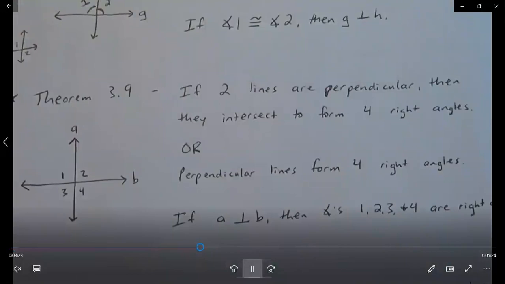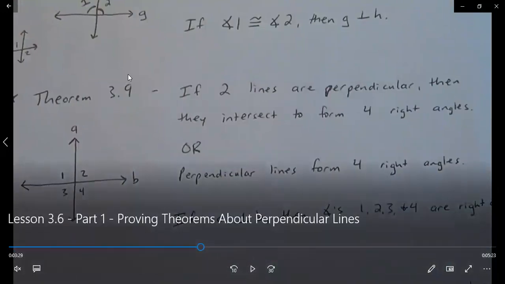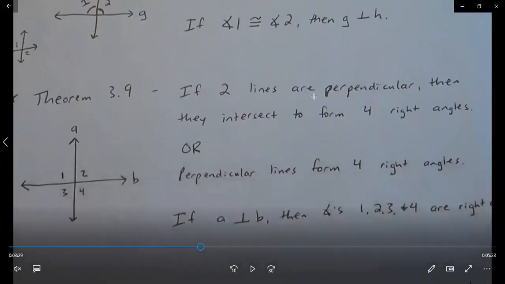Let's move to the next theorem. Theorem 3.9. If two lines are perpendicular, then they intersect to form four right angles, or perpendicular lines form four right angles. In this case, we started with the word perpendicular, so we said from the beginning that they are perpendicular. How many lines? Two lines. I'm not talking about any two intersecting lines, but we are talking about a special case, which is two lines that are perpendicular.